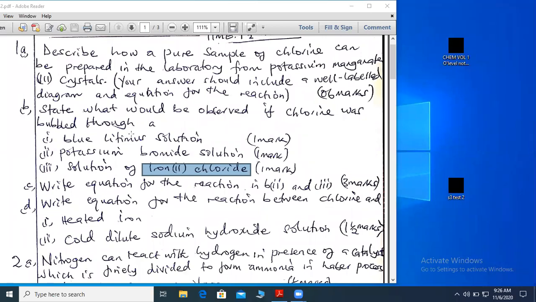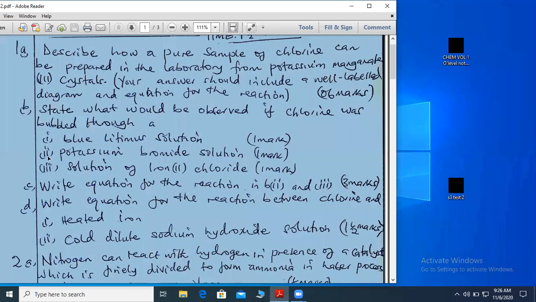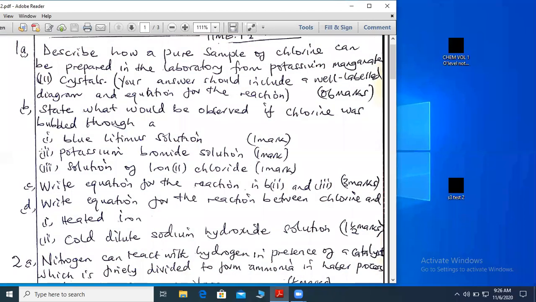And the property of chlorine here is that it is an oxidizing agent. In part 2 and part 3, chlorine is working as an oxidizing agent. It is using the oxidizing property.